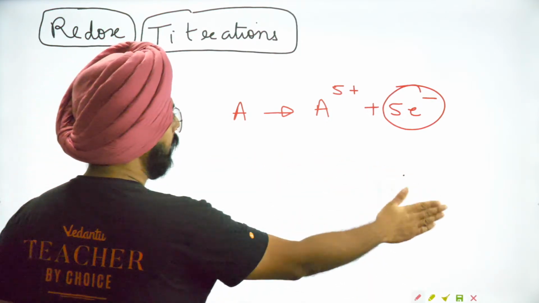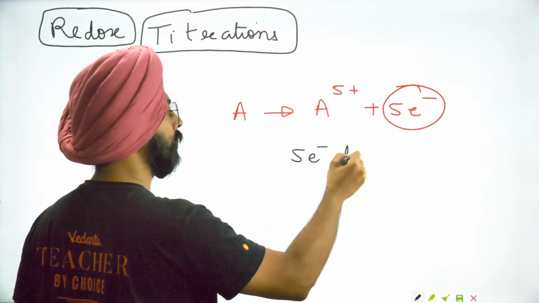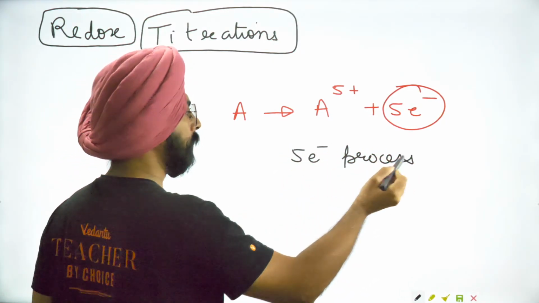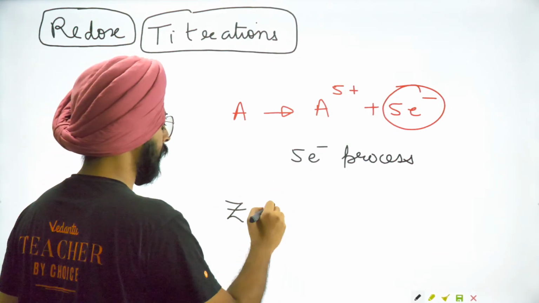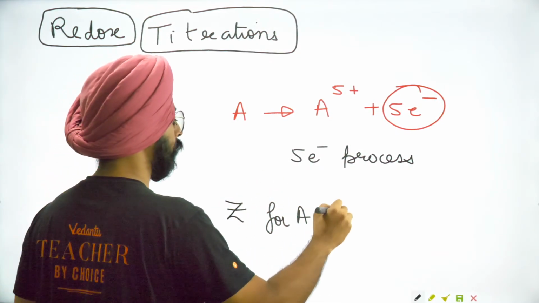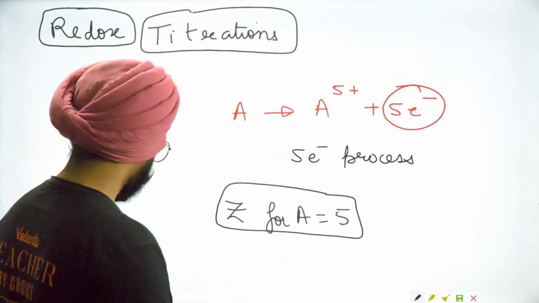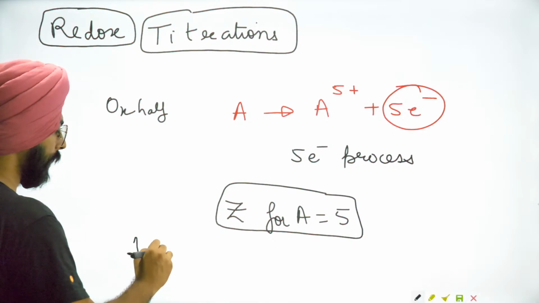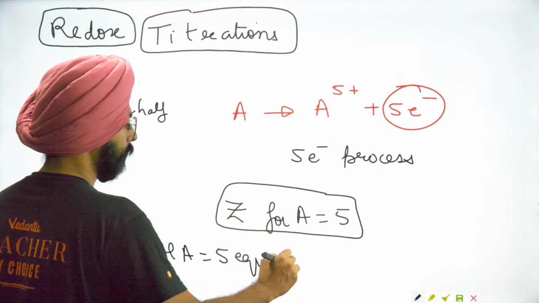For example, if I look at A, this is what? A 5 electron process, isn't it? Since this is a 5 electron process, the valency factor for A is equal to 5. As simple as that. So this implies 1 mole of A is equal to 5 equivalents of A.